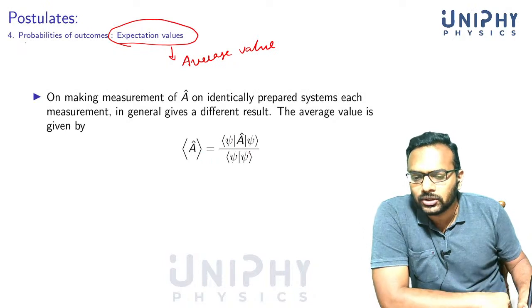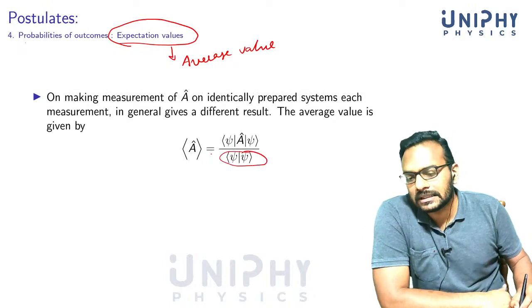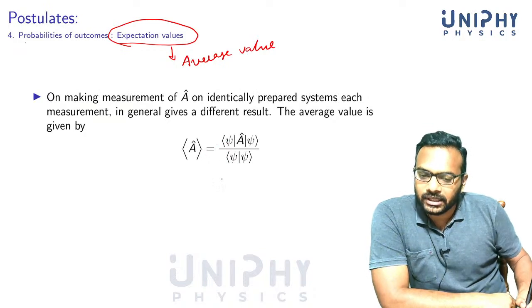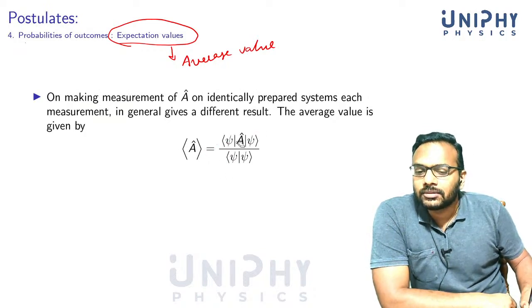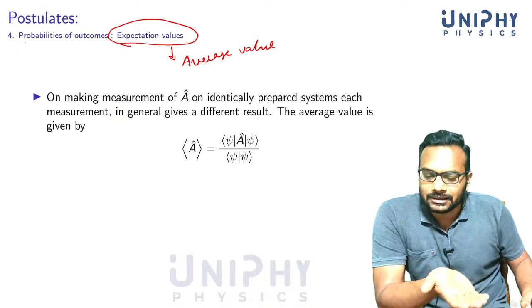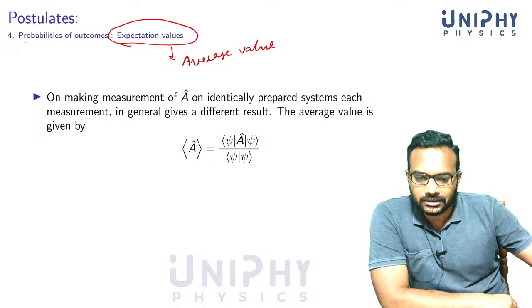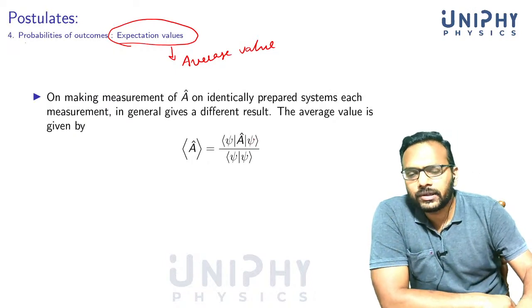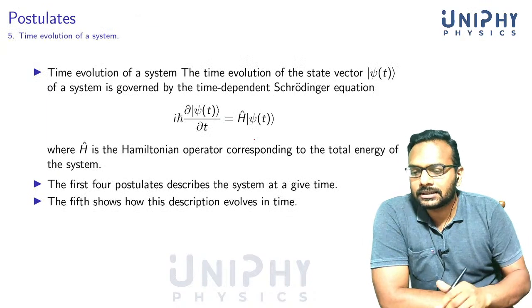Alright, if the state is normalized, of course this is 1. If the state is not normalized, you also have this factor. Okay? So the expectation value is given by bra psi A psi divided by bra psi psi. Okay, so this is the average value. We actually saw this in the previous class.